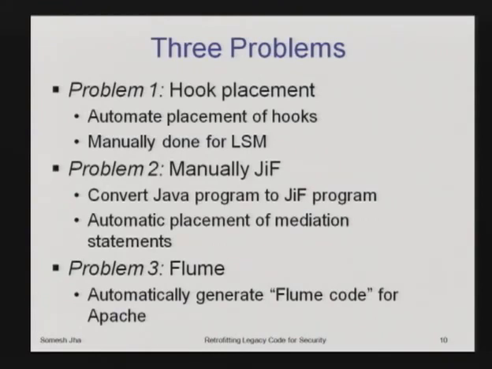The third problem is Flume. Flume is an information flow enabled system developed by Max Krohn, who was at MIT at that time. Essentially think about it as a system like GIF, which has information flow labels, but now you can enforce them at the operating system level.